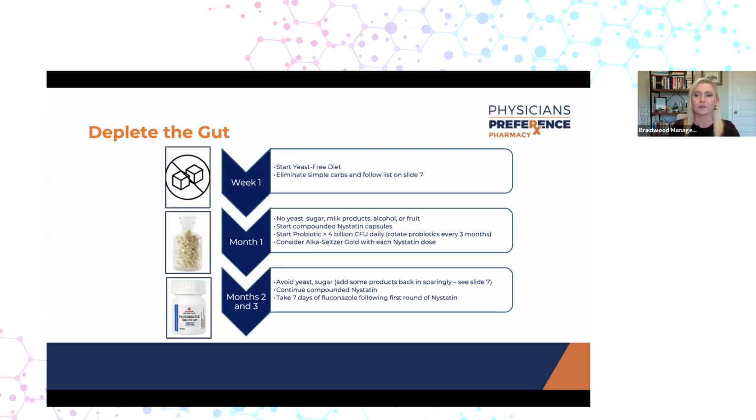And then I recommend starting a probiotic along with this. It is greater than 4 billion CFU daily. I also recommend rotating probiotics every 3 months. And so that is to keep the gut microbiome on its toes, to keep it diverse, and to help meet different needs, especially if someone has just come off of antibiotic treatment.